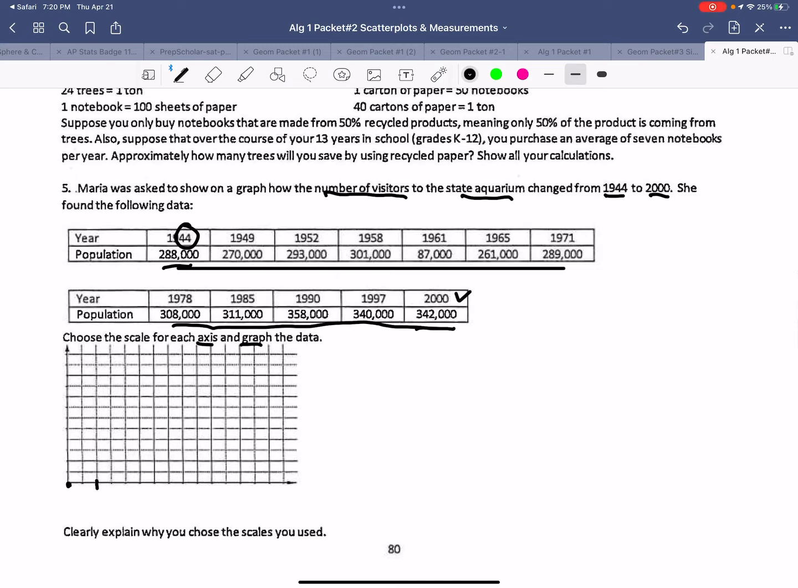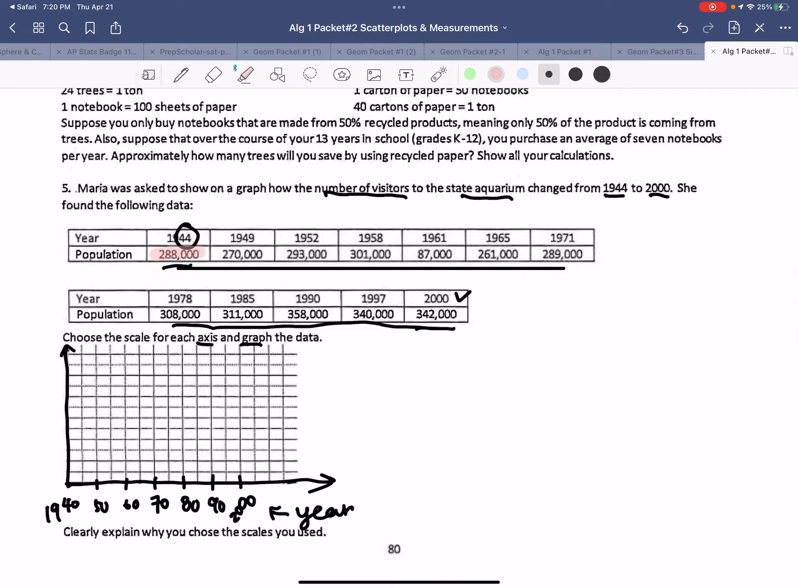So we'll call this the 40s, the 50s, the 60s, the 70s, the 80s, the 90s, and that would be the 2000s, right? I just kind of spread it out evenly, right? So this is the x-axis, and this is the year.